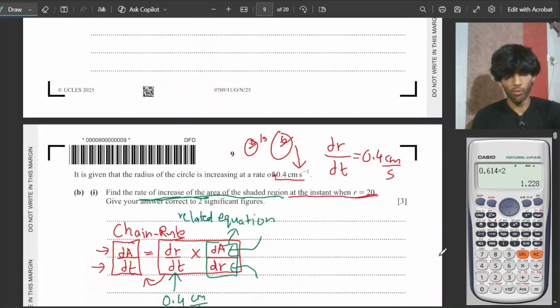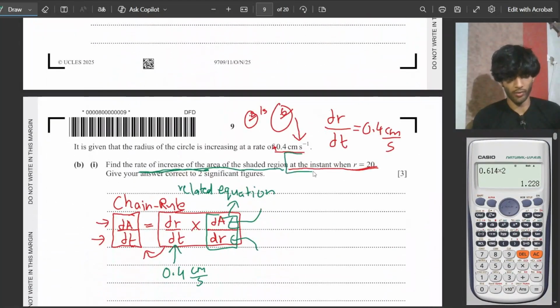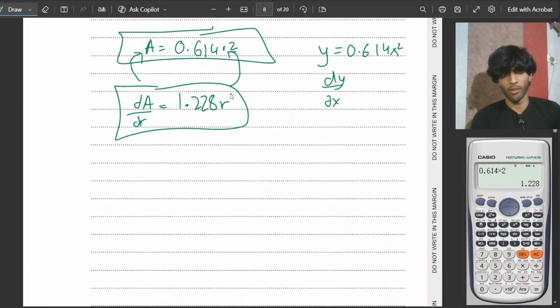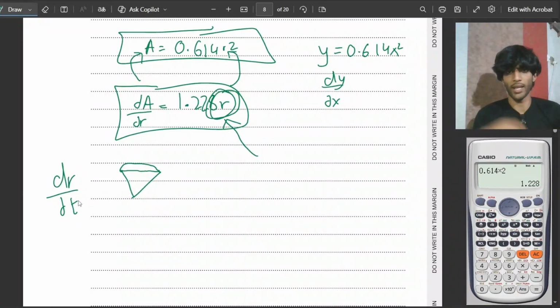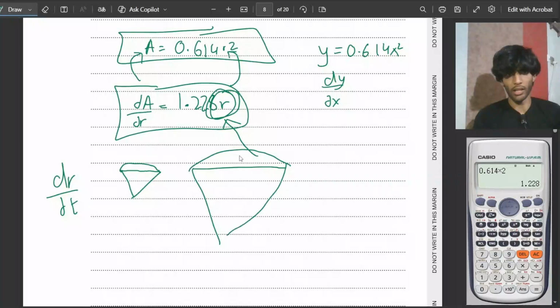Now it's going to make sense why they talked about this particular piece of information. At the instant when r is equal to 20, so they're basically saying, instead of r, you can put 20 over here. The radius is at 20. So what they're basically saying is that you initially have this sort of sector, and each second you know that the dr by dt increases. Each second the radius increases with time. So this sector keeps on getting bigger and bigger and bigger, and therefore the shaded region also gets bigger and bigger and bigger.